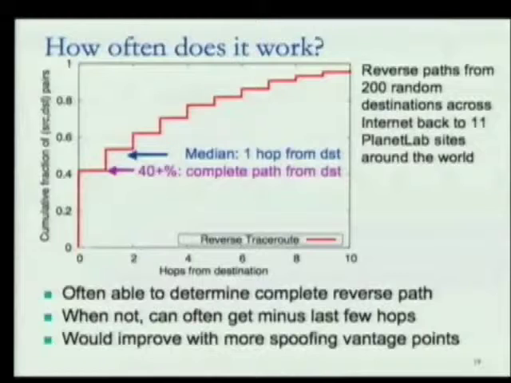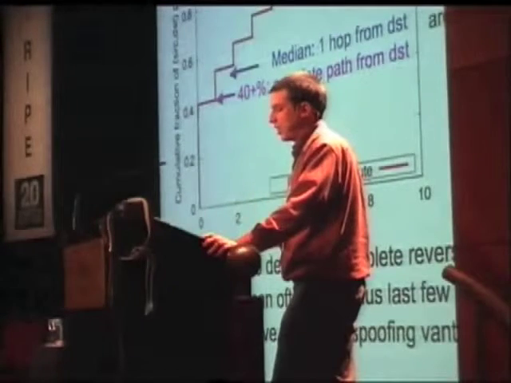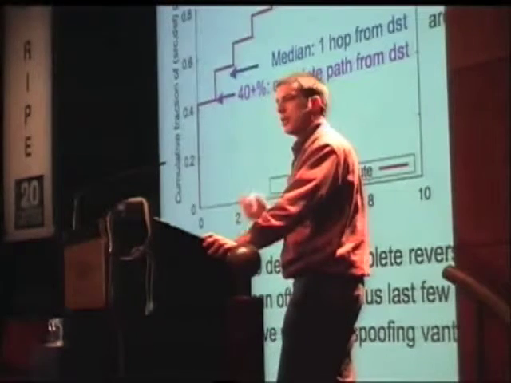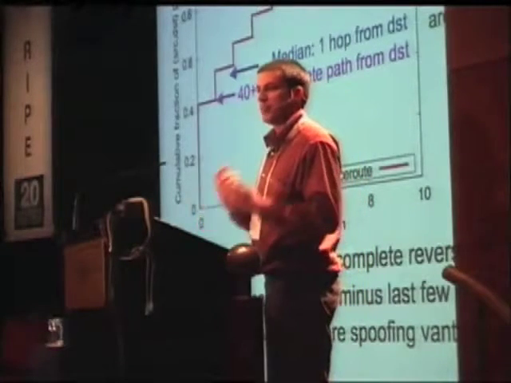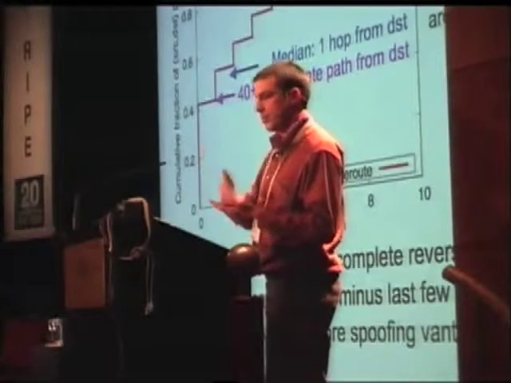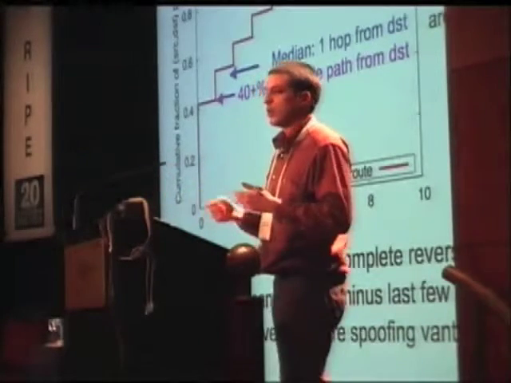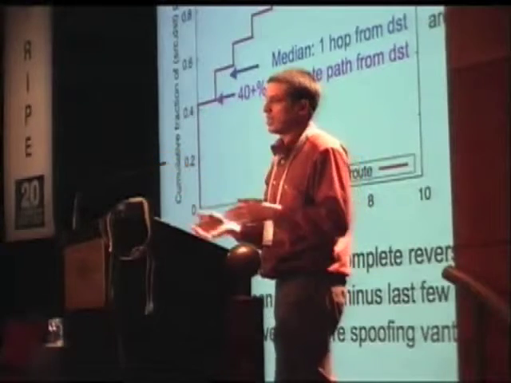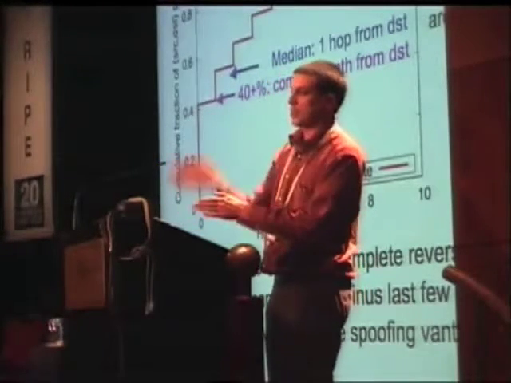So I've given you the technique now, and we can look at how often it works. To do this, I chose 200 random destinations around the internet, and I used those as the destinations. The sources were 11 PlanetLab sites scattered around the world. If in a particular case we're unable to get a complete path, what we'll do is issue a standard traceroute from the source to the destination. We'll assume that the last hop is symmetric, and then we'll try to use our reverse traceroute technique to measure the rest of the way.